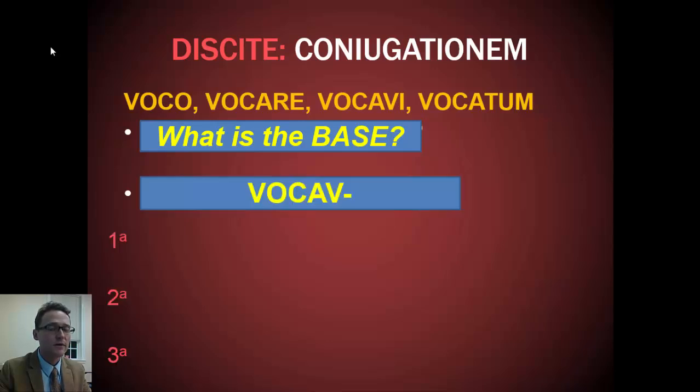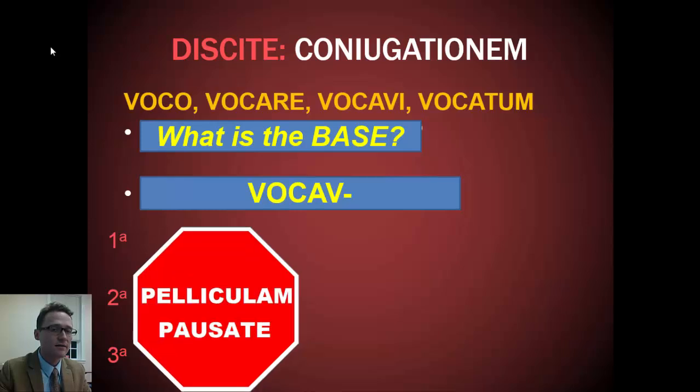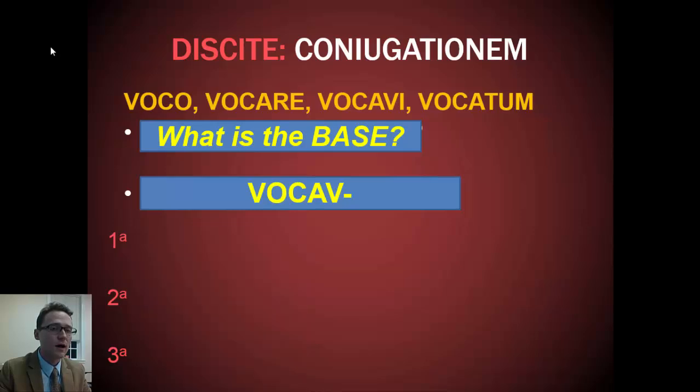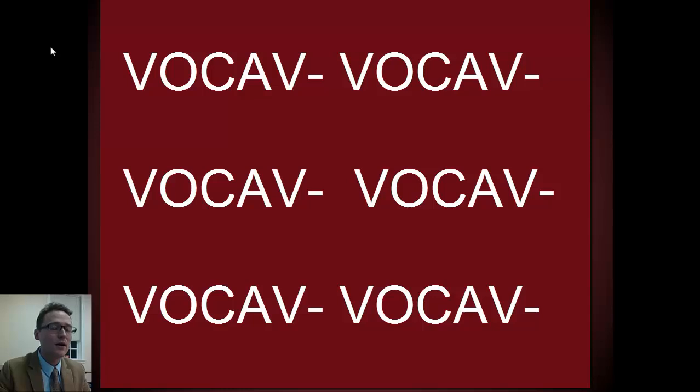Now, at this time, go ahead and on your paper, make a chart giving first, second, and third person, and then columns for singular and plural. So, we know what our perfect active stem is. Pause the video and write that in. Alright, you should have written vocav six times on your paper.